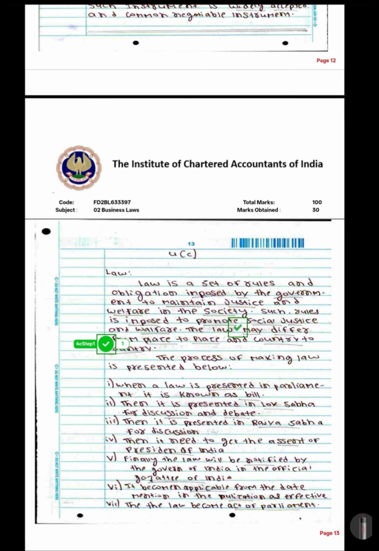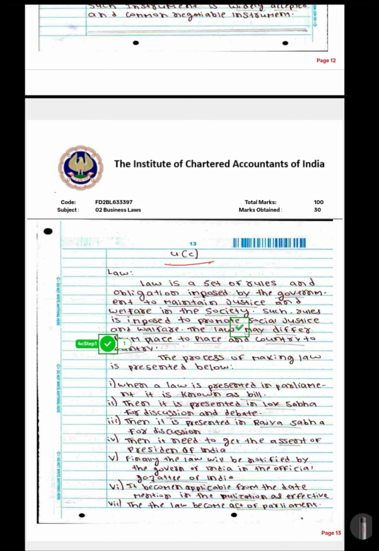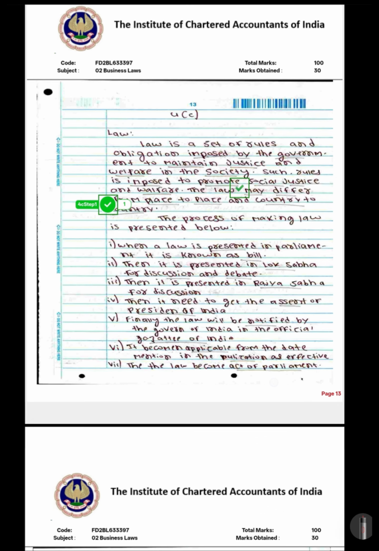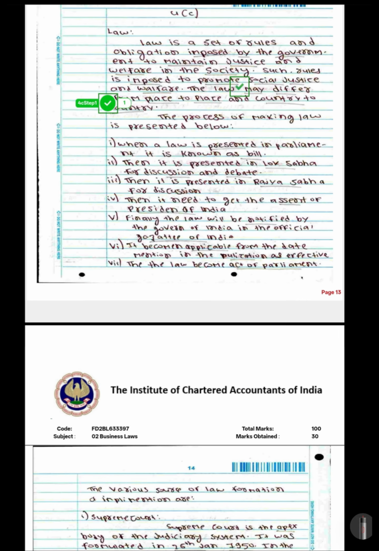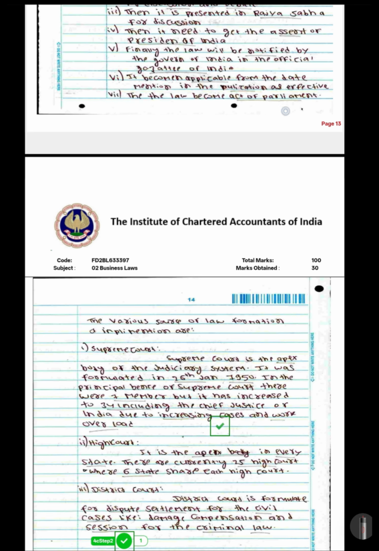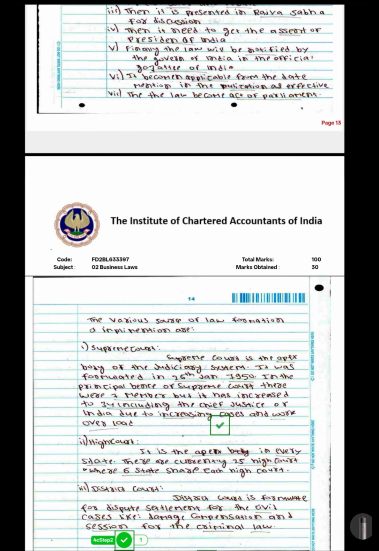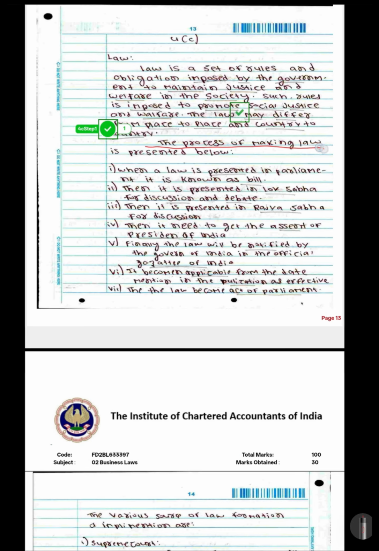Then I started with question number 4C. The question was asking what is law, and for that I wrote what is law here, and the checker allotted me 1 mark. The question was about types of law or something similar, but it wasn't about the process of making law. But I just read "process of making law" and thought about it that way.